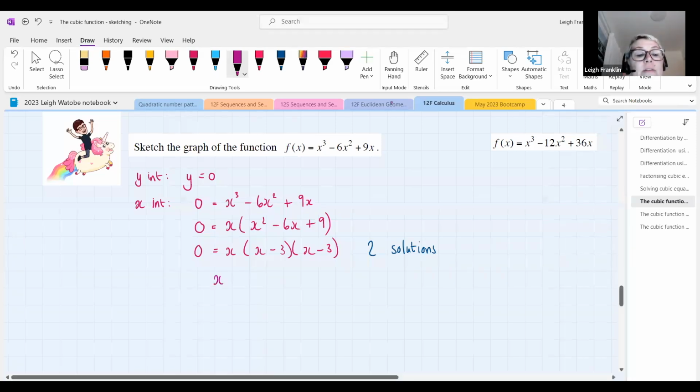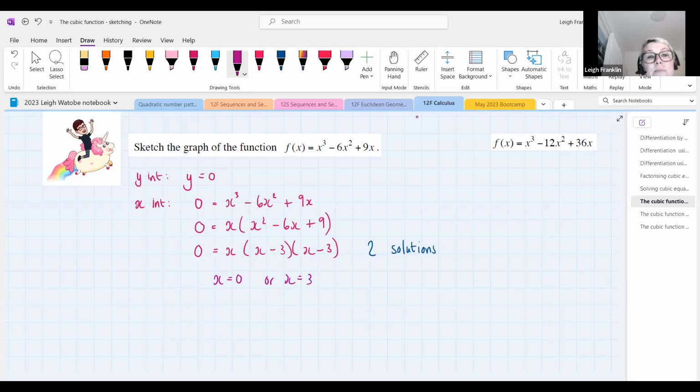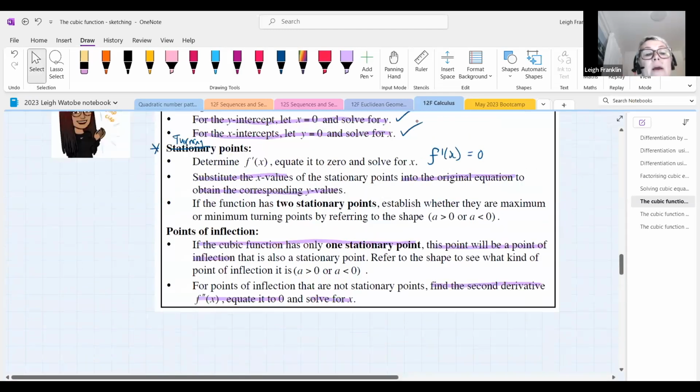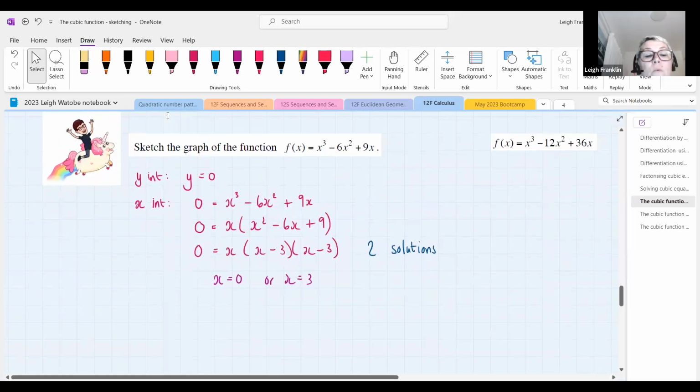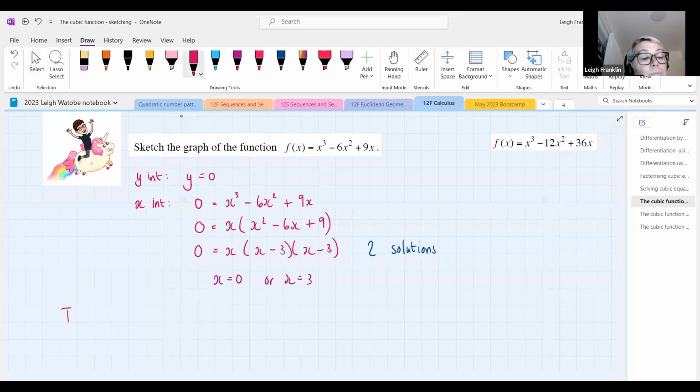Okay, so either x is equal to 0 or x is equal to 3. There are only two solutions. This is the x-intercepts. Okay, so I'm following what we're doing here. We're doing the y-intercept. We've done the x-intercept. Okay, there they are, the x-intercept and the y-intercept. Now we're going to do the turning points. Okay, so at the turning points, remember the gradient is 0. So for the turning points, we have to use the first derivative.